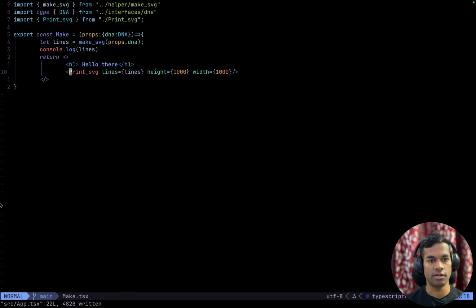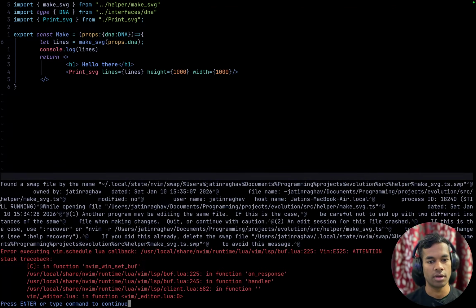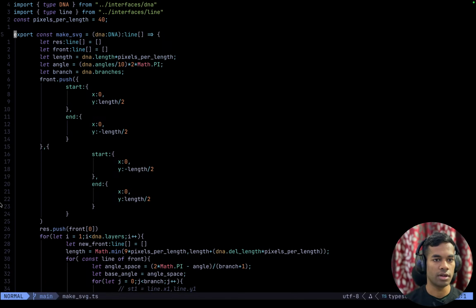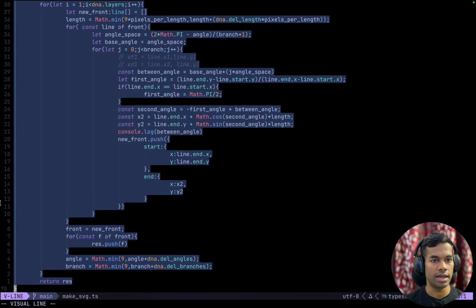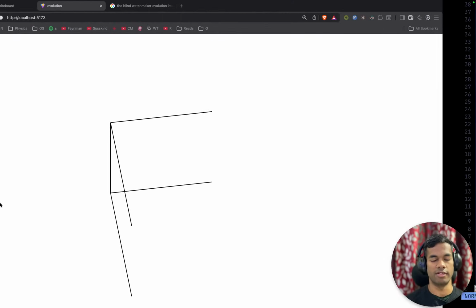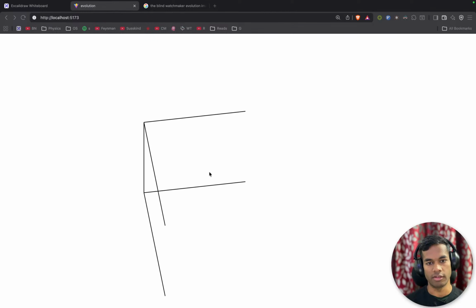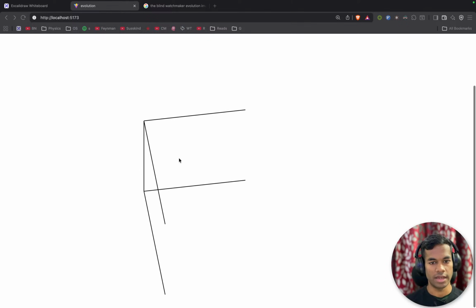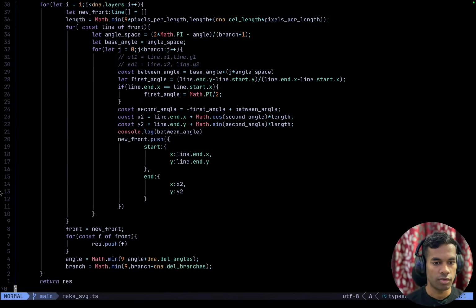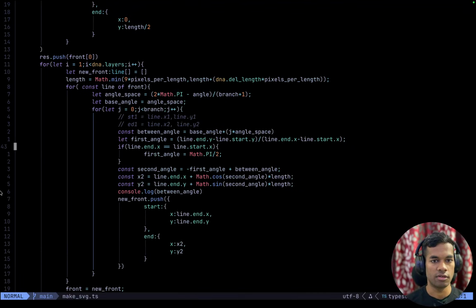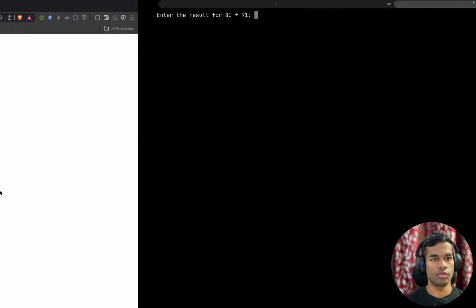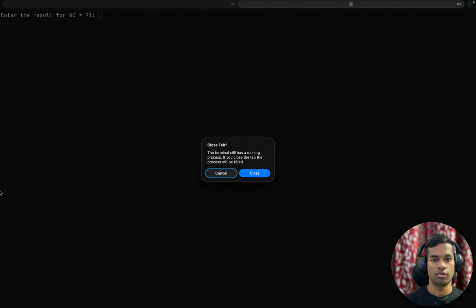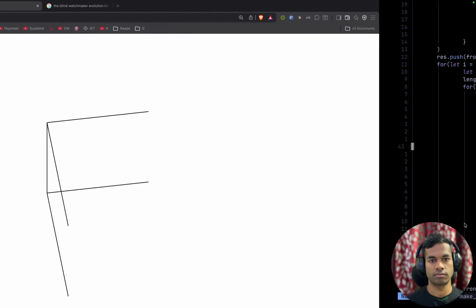Print SVG takes in lines, but no, we have to make a change in this make SVG function. This function takes in DNA and it returns a bunch of lines which will define the organism for which this DNA is. So we have to make our changes here. And what should we change?